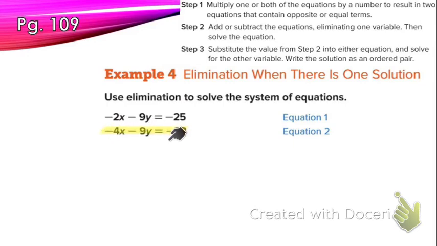So do you see where it says multiply equation 2 by negative 1 to get the opposite terms, negative 9y and 9y? So what do you get when you multiply this by negative 1? What would your new equation change to?